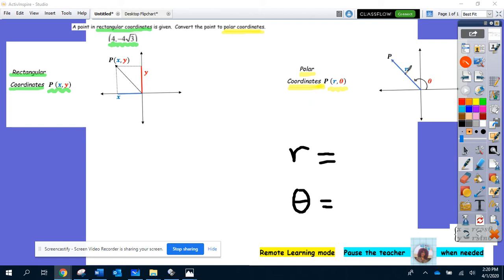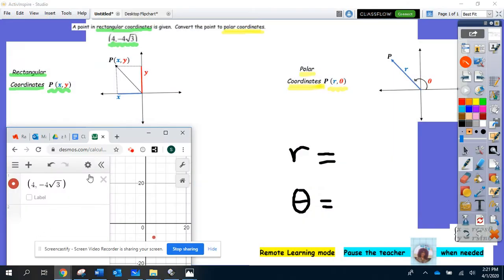This is the radius. And the polar angle is the counterclockwise angle measured from the positive sense of the x-axis until the polar radius. So our goal today is to find the polar radius and polar angle for our point. We'll go on Desmos and insert the point.